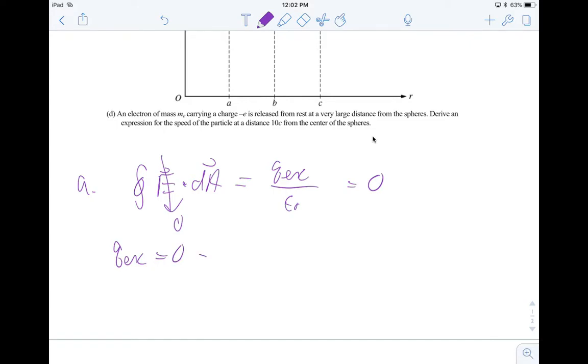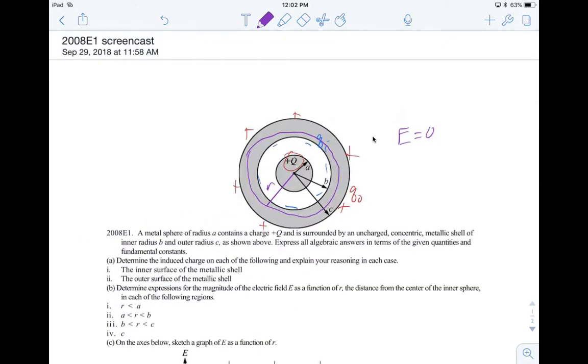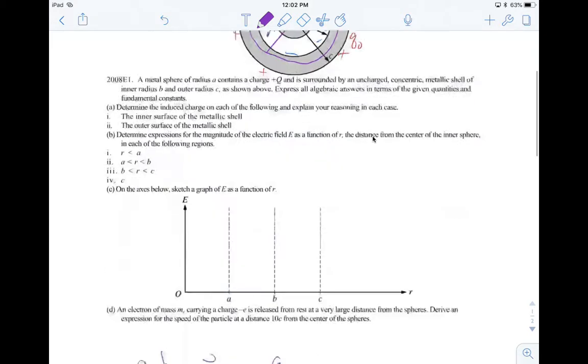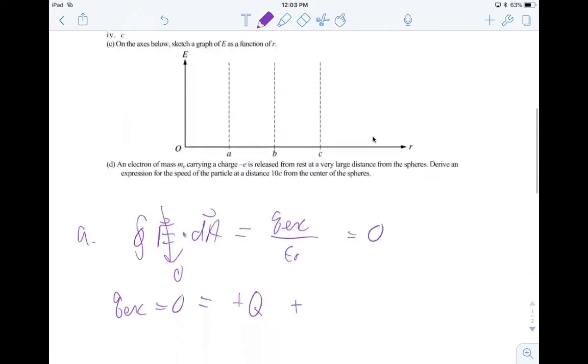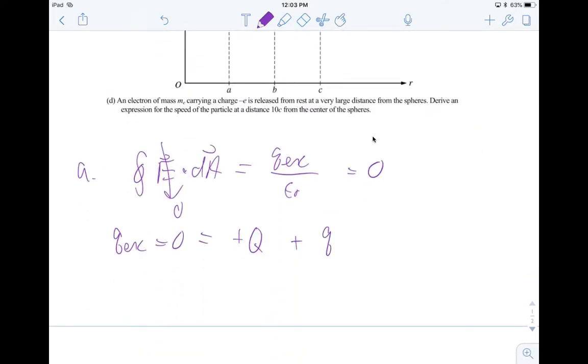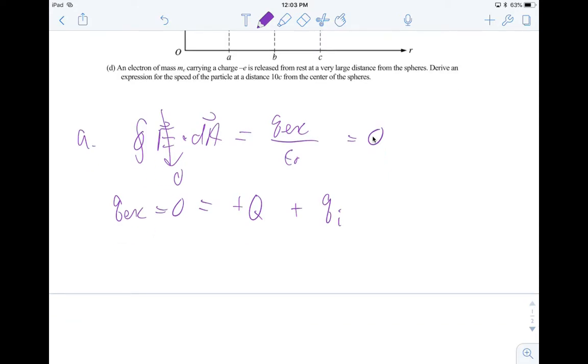So what does Q enclosed equal? It equals all of the positive Q, plus Q sub I, Q inner. Okay, and so then we can solve for Q inner. Q inner is just equal to negative Q. And that's it for part A.